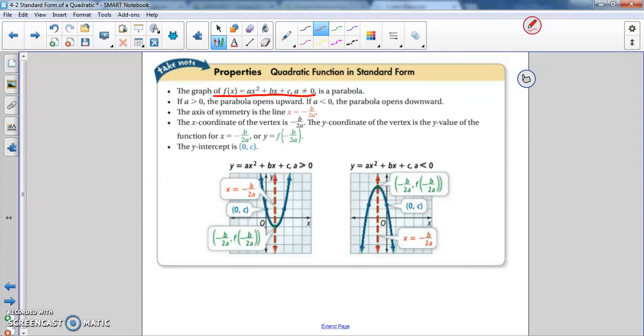Now we have the axis of symmetry as the line x = -b/(2a). The x-coordinate of the vertex then is -b/(2a), and the y-coordinate of the vertex is the value of the function for x = -b/(2a). So we have to plug whatever value we get for x from -b/(2a) into our function to get the y value. And the y-intercept is (0, c). So c in our standard form is the y-intercept.